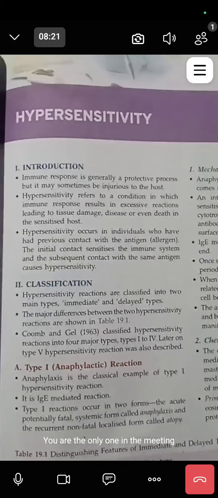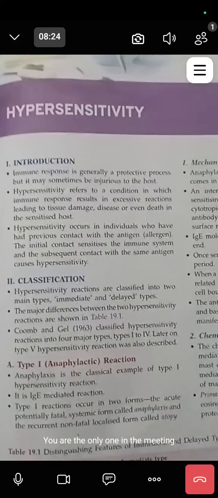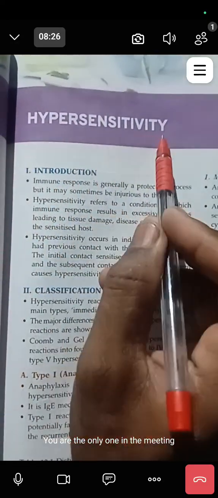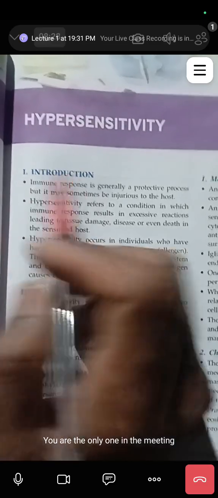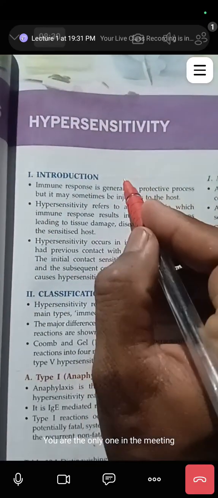This class will be on hypersensitivity, under microbiology. Then, the introduction of hypersensitivity.